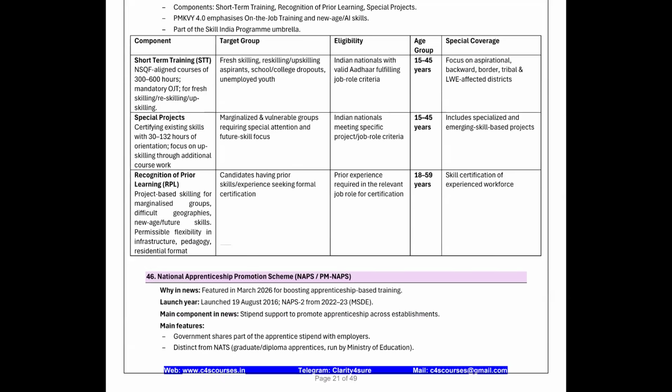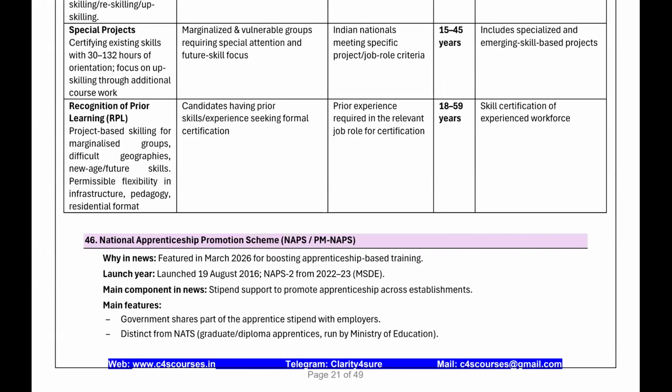Now, 46th scheme, it is National Apprenticeship Promotion Scheme, NAPS, PM NAPS. What is it? It is again with the same ministry, it is getting implemented, that is Skill Development and Entrepreneurship, that is MSDE. Okay, so please try to understand the launch year is important. Launch year is 19th August 2016, NAPS 2 from 2022-2023. Now again, what are the key points, why has it been established? It is an apprenticeship promotion, right? Apprenticeship तो समझते होगे ना, right? Before training, it is a sort of training on the job, right? So government shares stipend burden. Government will share the stipend burden.